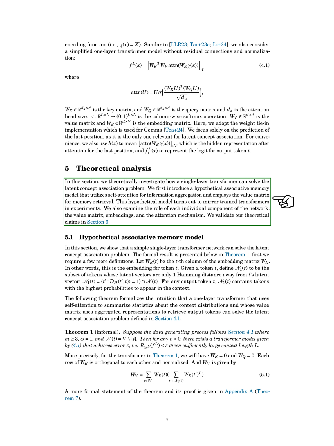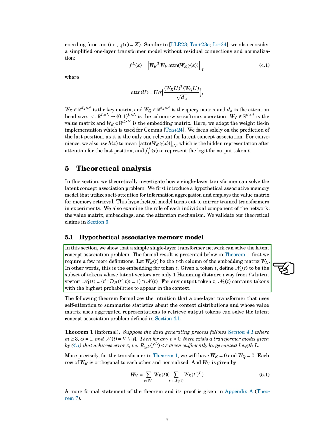Moving on to the theoretical analysis, we explore how a single-layer transformer can address the latent concept association problem. We introduce a hypothetical associative memory model using self-attention for information aggregation and the value matrix for memory retrieval, resembling trained transformers in experiments. We delve into the network components' roles, value matrix, embeddings, and attention mechanism, validating our claims in experiments.